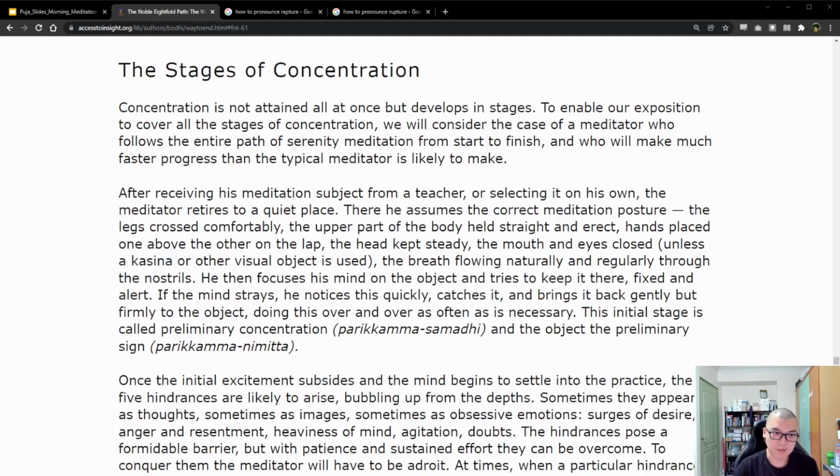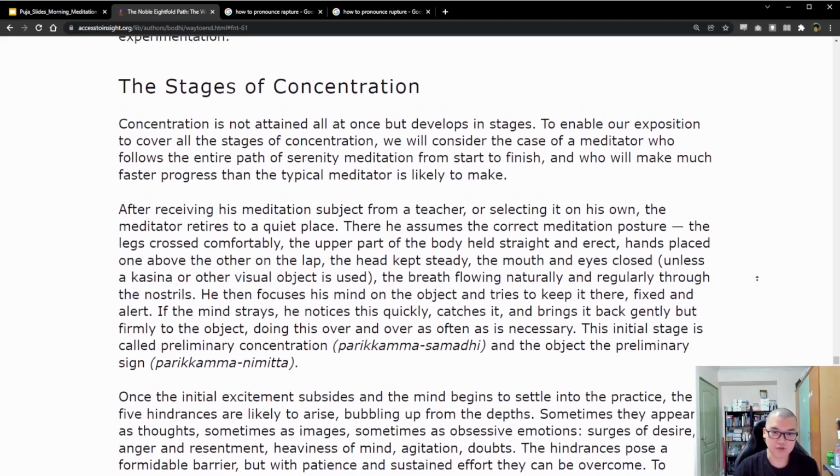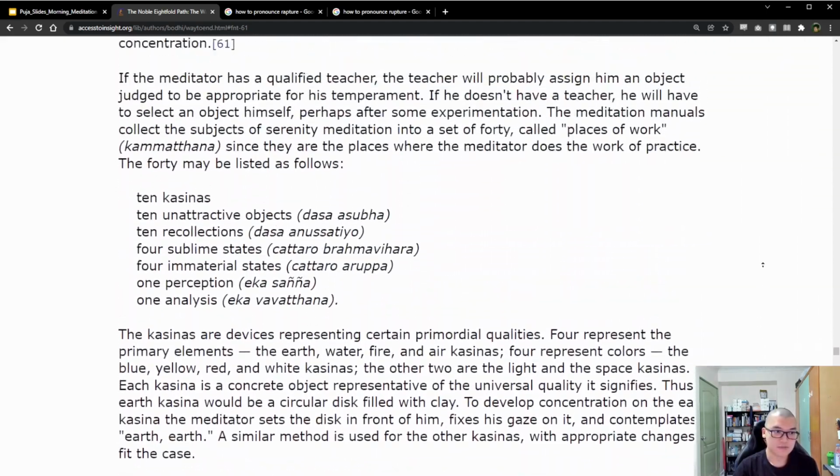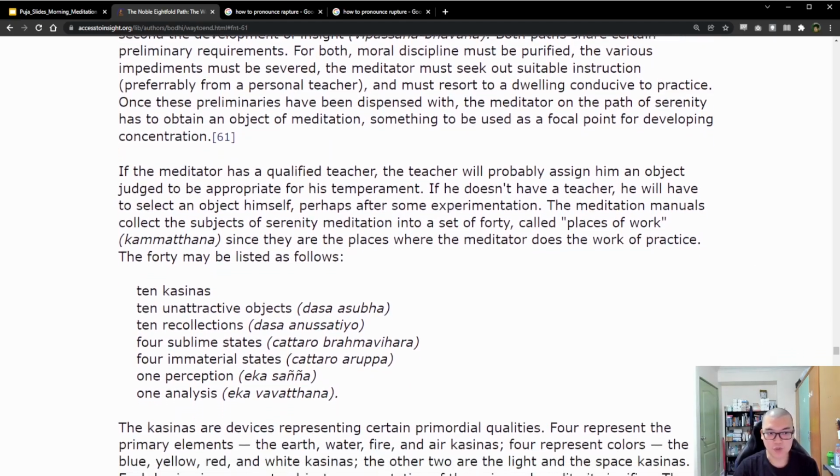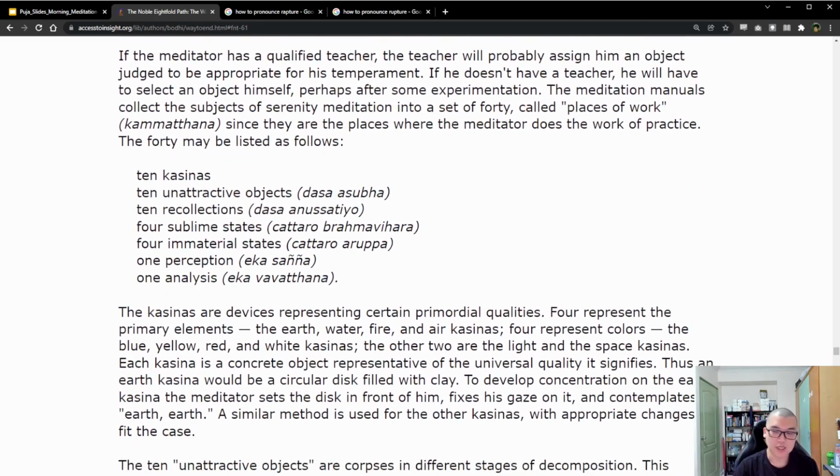Yesterday, we wrapped up the part on the development of concentration, where we covered the 40 objects of meditation. Which object to choose depends on the temperament and disposition of the practitioner. If the practitioner has anger or ill will, they can use loving kindness to counteract the anger and ill will. If the practitioner is the more devotional type, they can use the triple gem as the object of meditation.